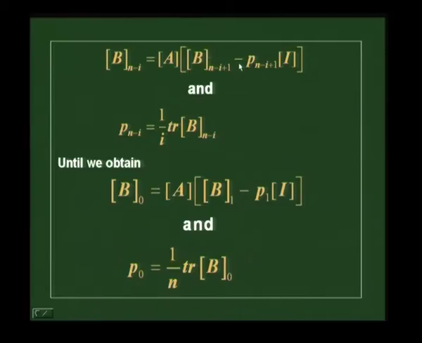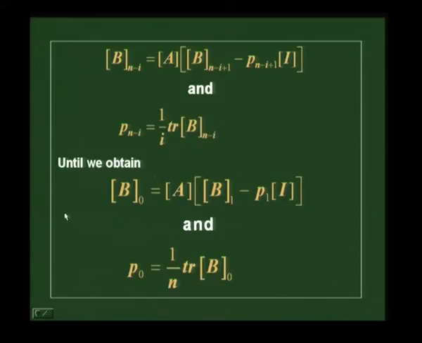Now, minus the coefficient which we just got, that is p n minus 1 multiplied by the identity matrix. So, that is how we construct these matrices b n minus 1, b n. Then we take the trace of that matrix divided by i. In this case, p n minus 2 we want to construct, so i is 2. So, it is 1 by 2 times the trace of b n minus 2.